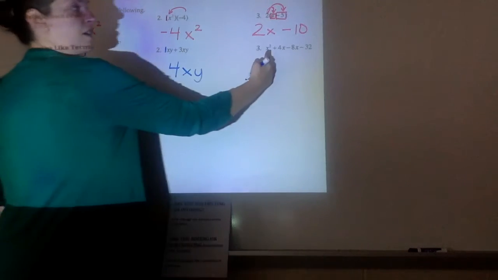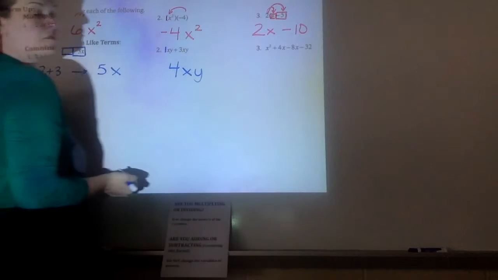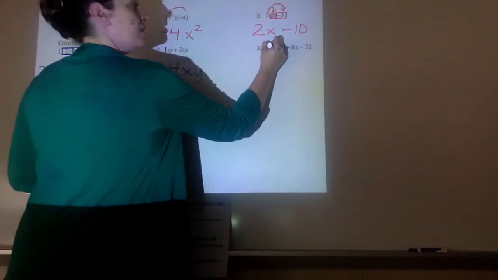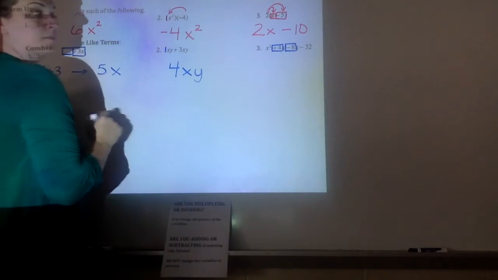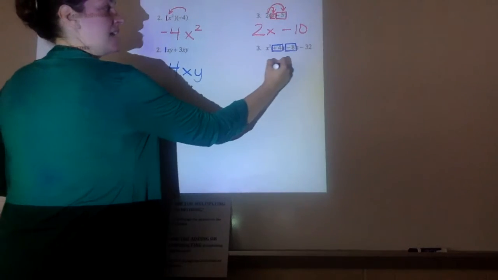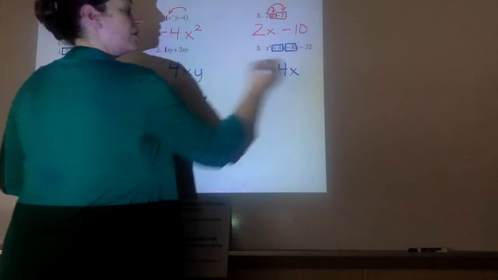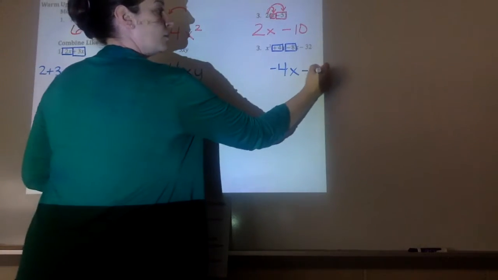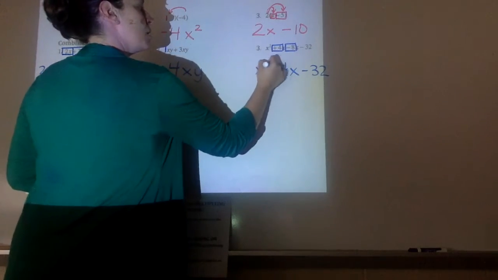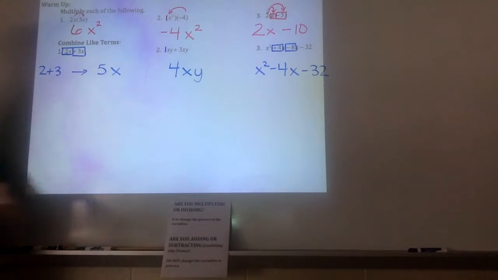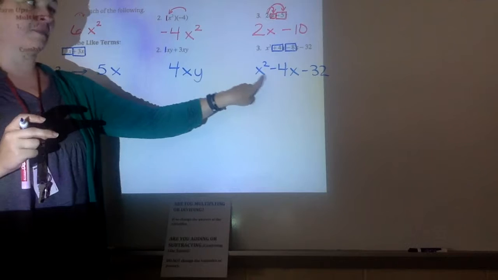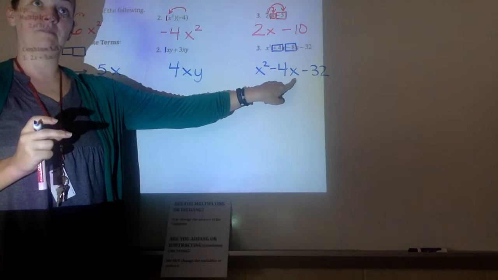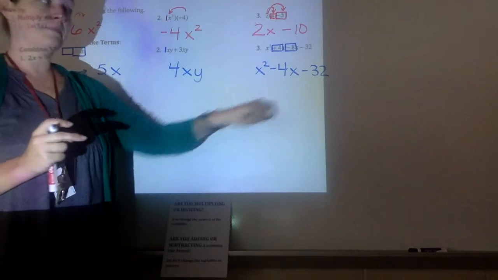Moving over to number 3, there are 4 different terms. Only the 4x and the negative 8x are in the same family. 4 minus 8 is negative 4. Family name is x. Bring down the 32. Bring down the x squared. Be careful, some students are prone to put these two terms together. The x squared family is not the same as the x family. You cannot combine them.